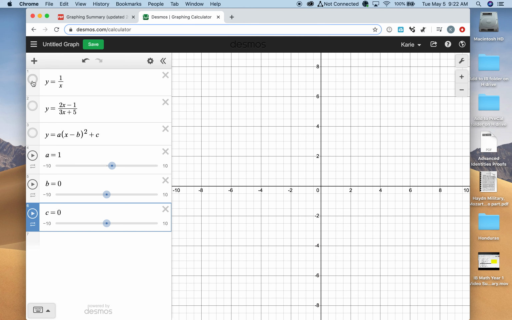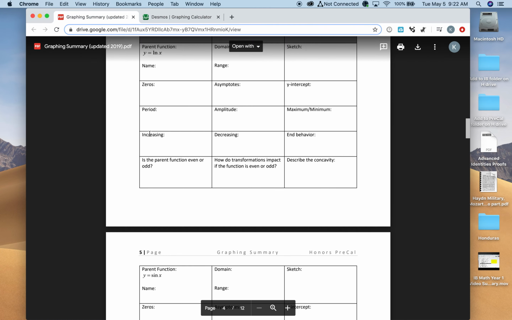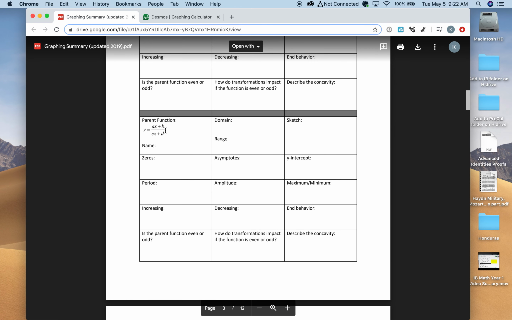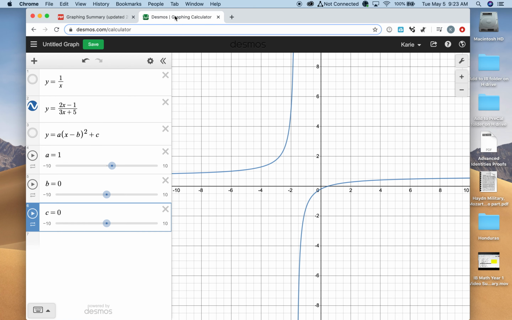On this one, we can see on the summary over here. Oh, I know I didn't go far enough. On this one, I just use variables. So y equals ax plus b over cx plus d. Well, I typed in actual numbers here to kind of get an idea of what's happening.